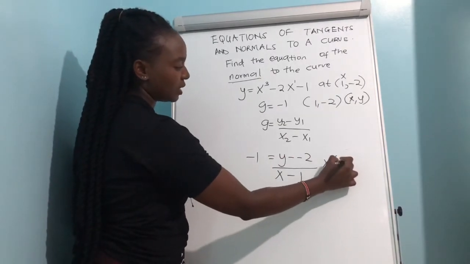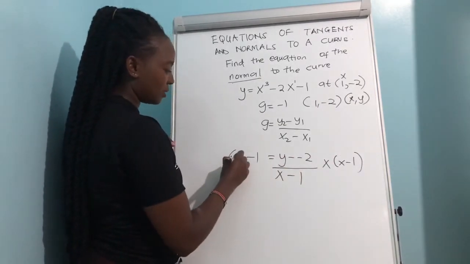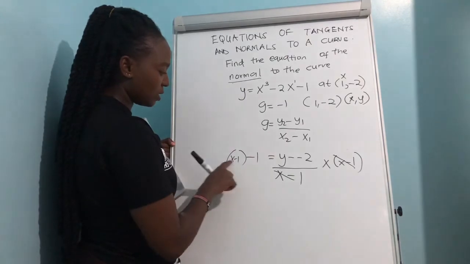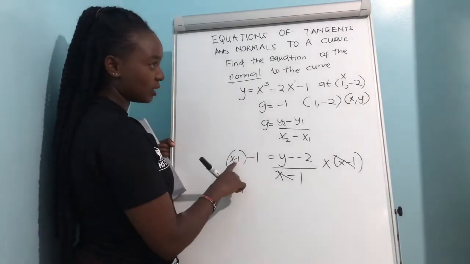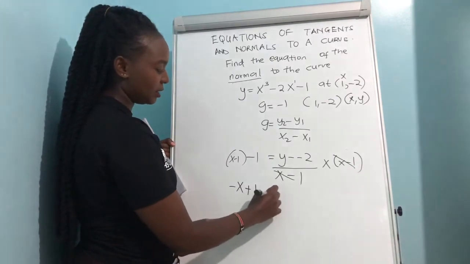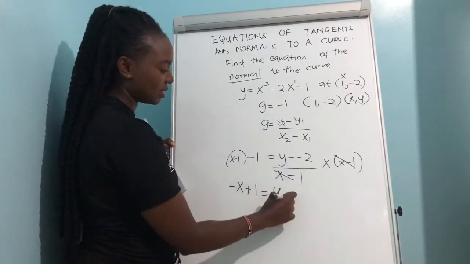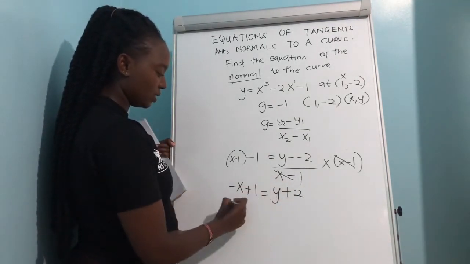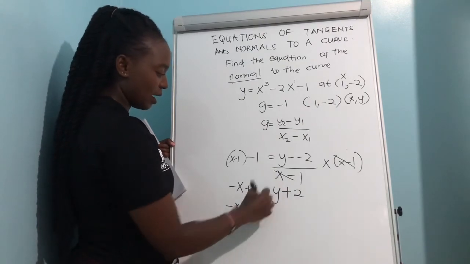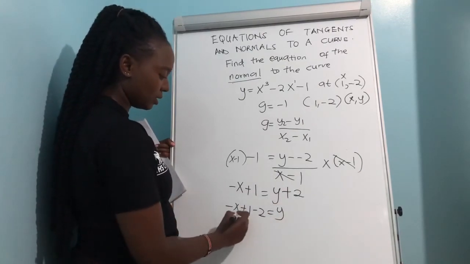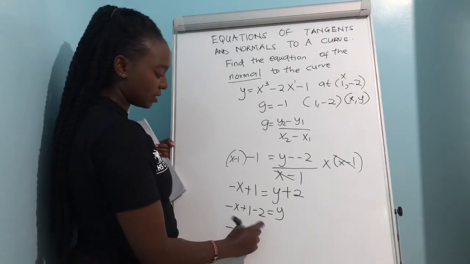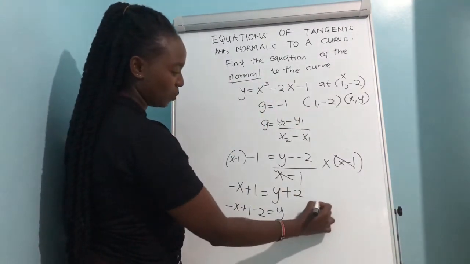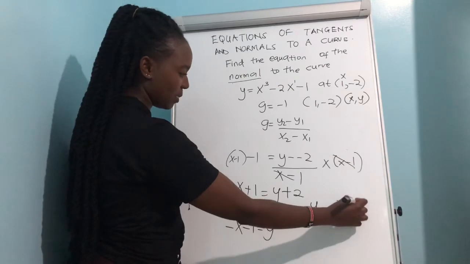Again, multiply both sides by x minus 1, so this and this will cancel. You are left with minus 1 times x, negative x, minus 1 times negative 1 gives plus 1, equals y plus 2. So you can bring this 2 to this side: negative x plus 1 minus 2 equals y. So the equation of the normal to the curve is y equals negative x minus 1.